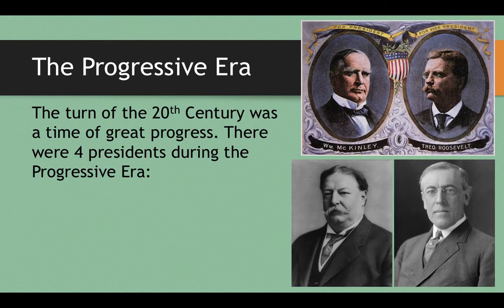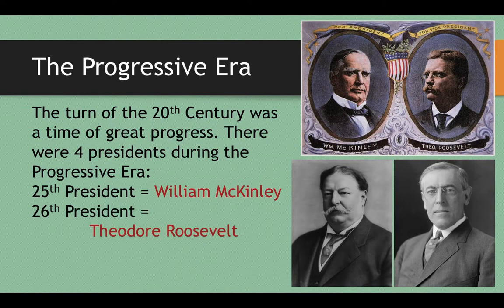There were four presidents during the Progressive Era. One we've already talked about, William McKinley. He was the last president we talked about last unit. Remember, he was president during the Spanish-American War, and he also was assassinated. Now, when he was assassinated, his vice president, Theodore Roosevelt, took office.